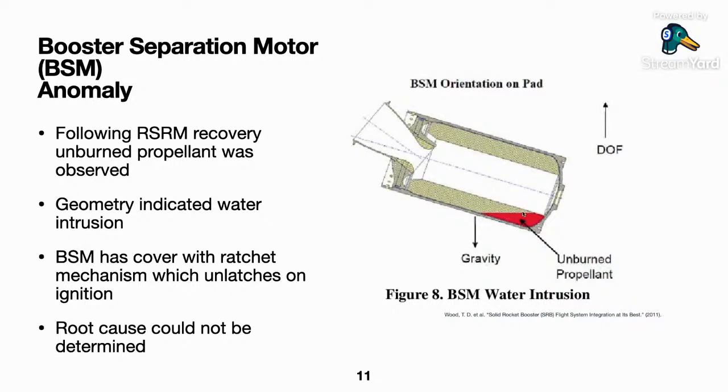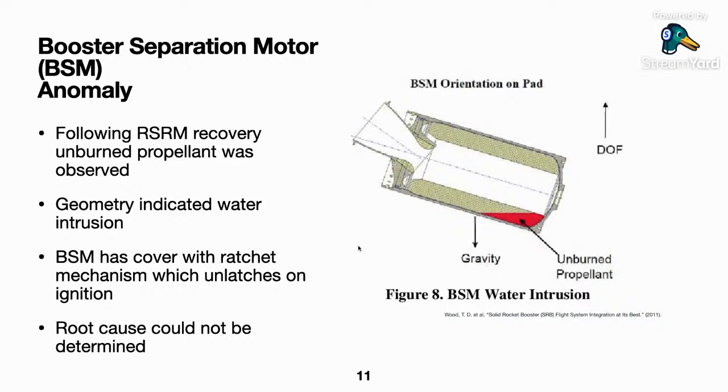And you see that there's this unburned propellant. What this geometry indicated was that there was water intrusion into the motor. This should not have happened, because out here on the bell of the nozzle, there's a cover. And that cover has a ratchet mechanism that unlatches whenever the motor is ignited. But until that point, you could not open this.